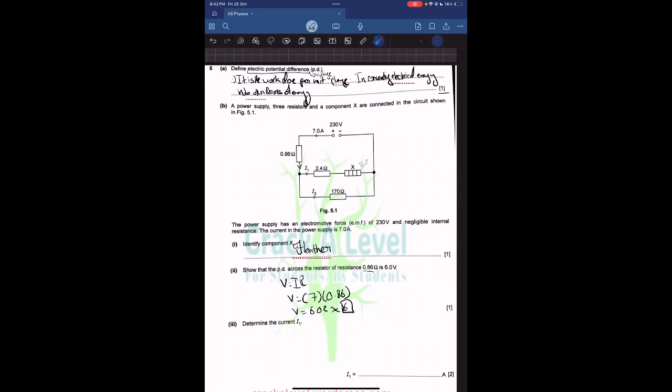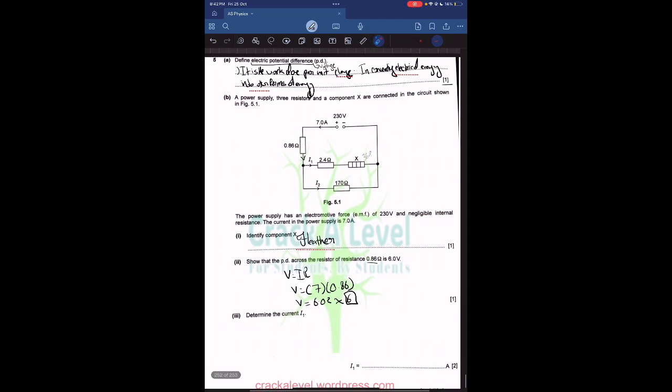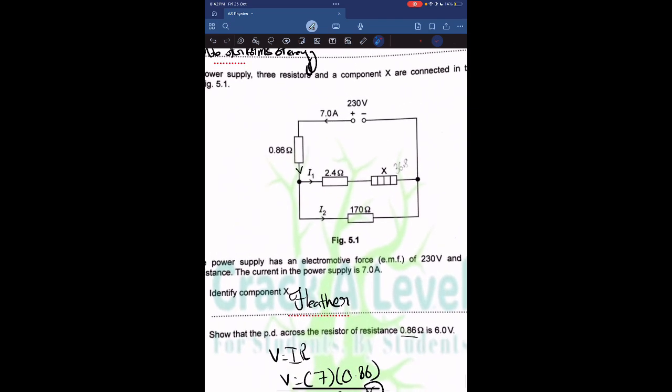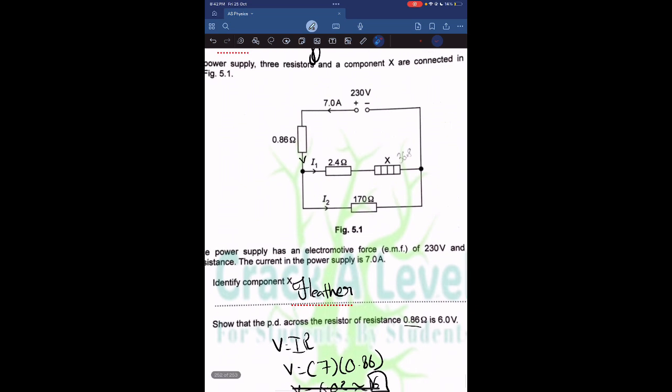Okay, moving on to part 3. It says calculate the current I. Now the current I, if you look here, according to Kirchhoff's first law, the sum of current entering a junction is equal to the sum of current outgoing a junction. So here 7 across this component, it will also be 7 because this is series, and current in series remains the same, but it will be divided differently here.